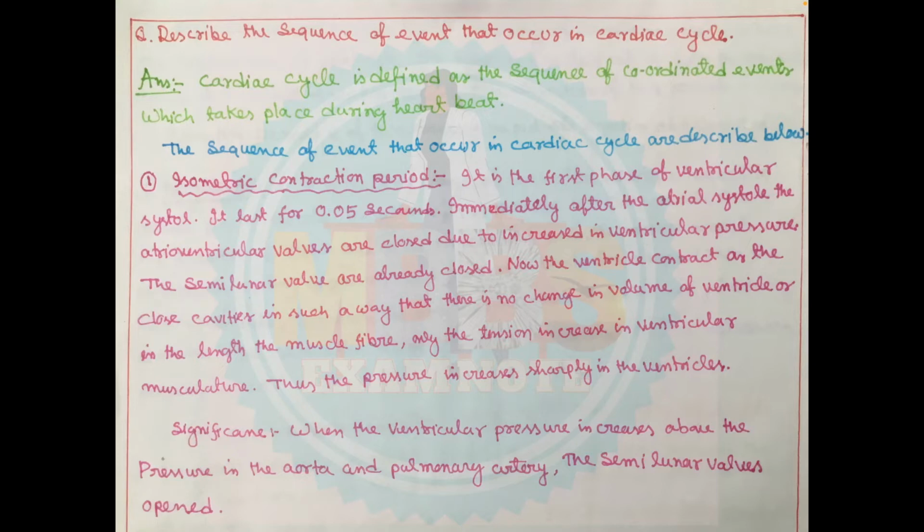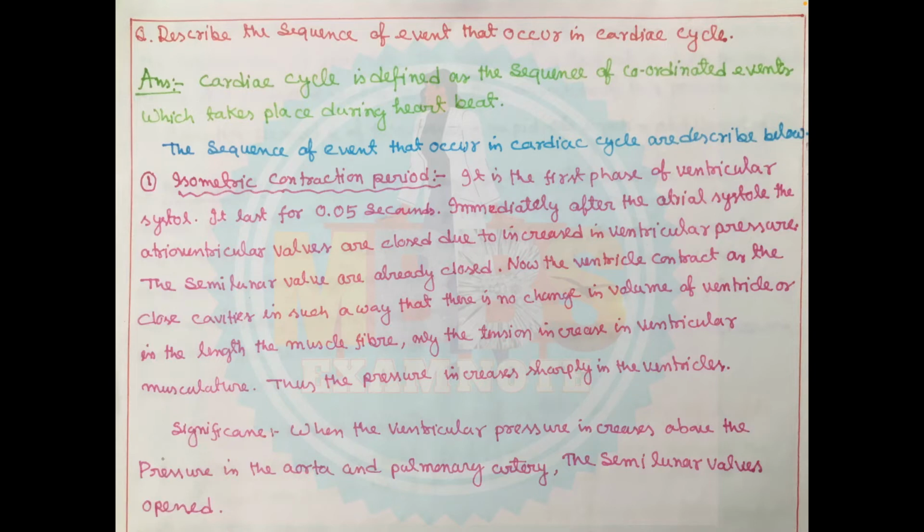First is isometric contraction. It is the first phase of ventricular systole. It lasts for 0.05 seconds, immediately after the closing of the AV valves due to atrial systole. The atrioventricular valves are closed due to the increase in ventricular pressure. The semilunar valves are already closed.